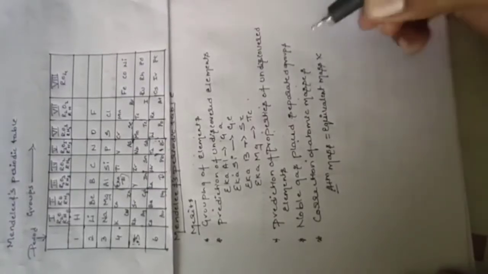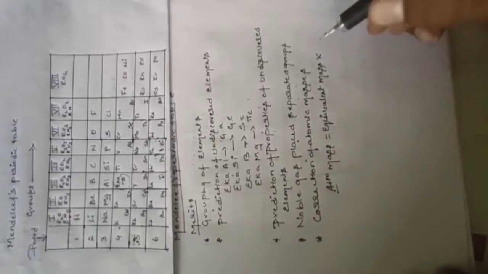While using the atomic mass formula, you can find the perfect atomic masses. He gave the correction of atomic masses. The formula you can write is atomic mass equals equivalent mass into valency.